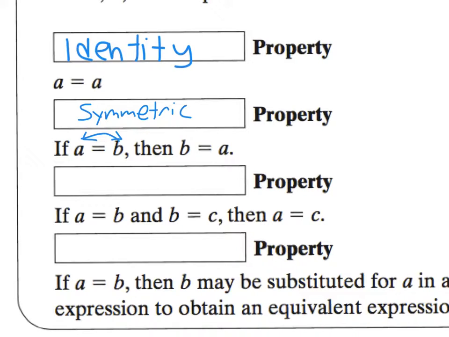Next up, this one is a familiar one. If A equals B, and B equals C, then A equals C. So in other words, you just go over the B and connect to the C. That's called the transitive property. Like the transatlantic flight that goes over the Atlantic. Transylvania means over the forests.